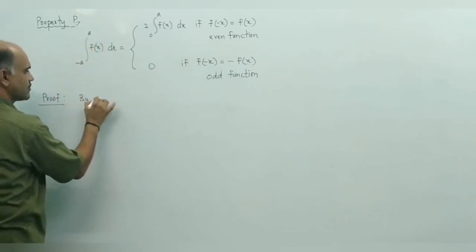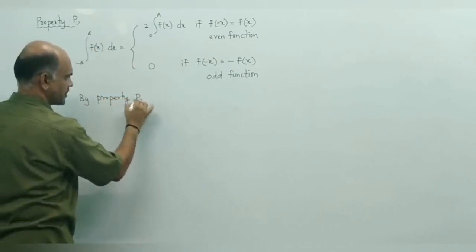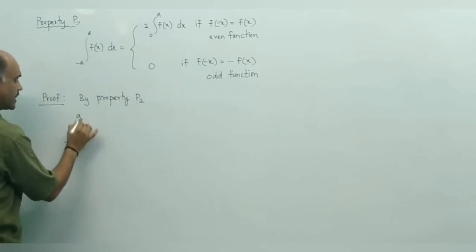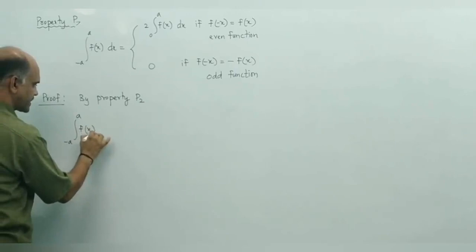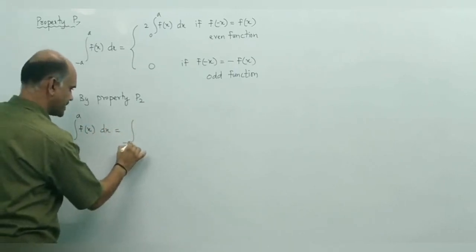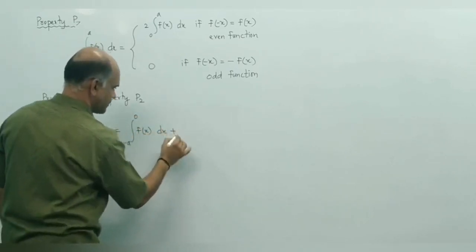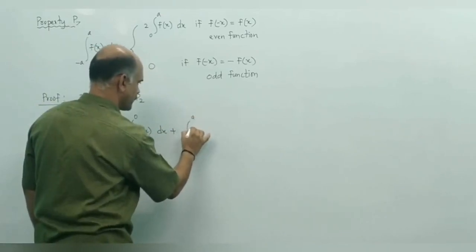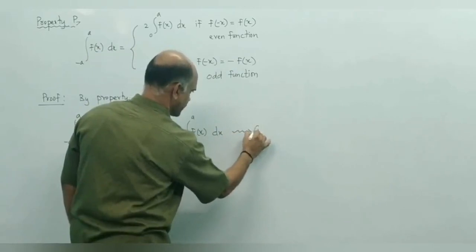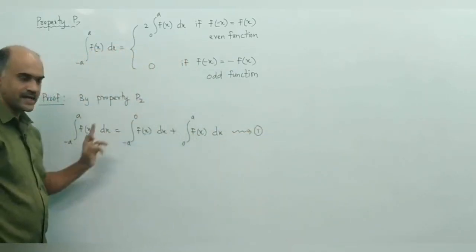So by property P2, I can write this as integration from minus a to a of f of x dx is equal to integration from minus a to 0 of f of x dx plus integration from 0 to a of f of x dx. This I will take as equation 1. Clear students? Since 0 is in between minus a and plus a.